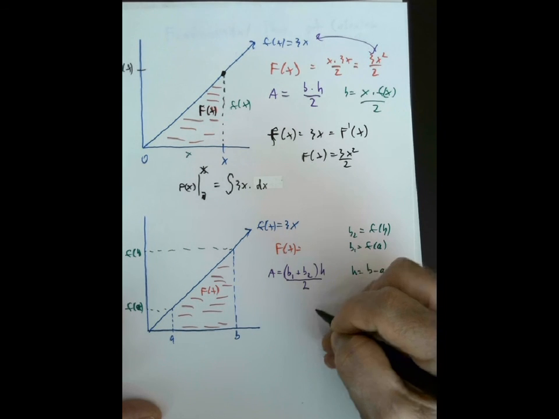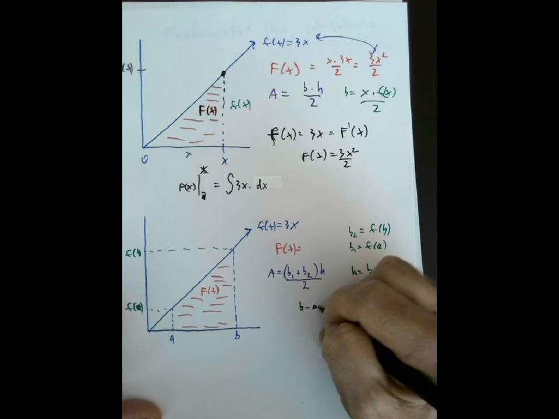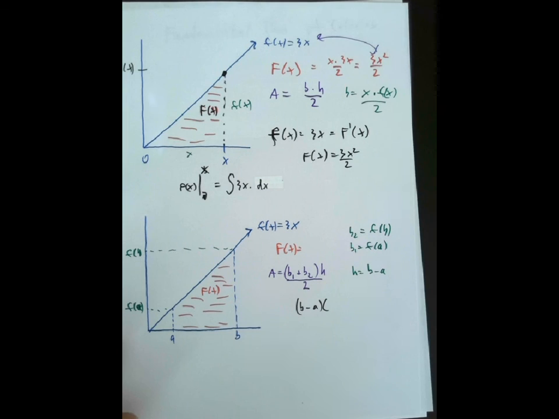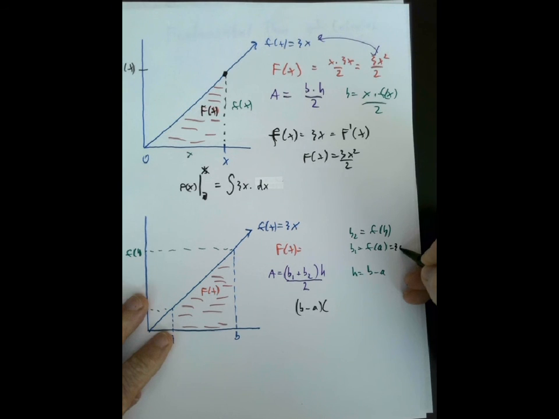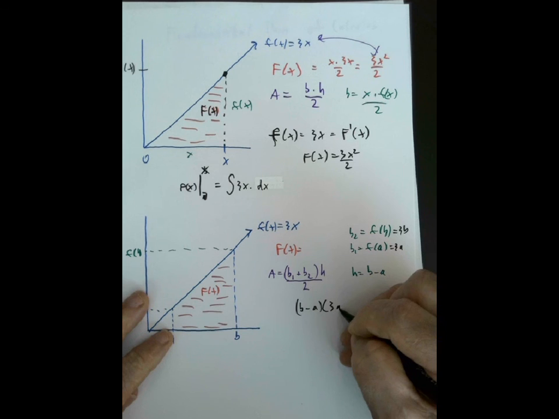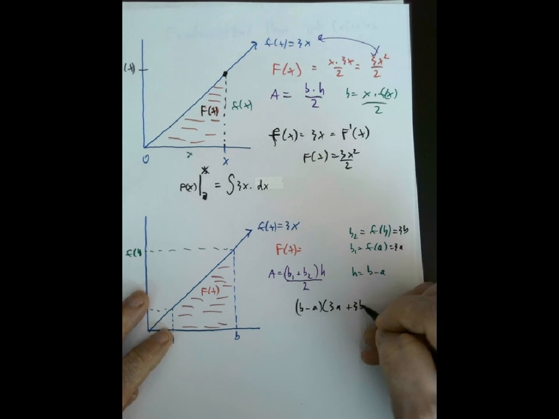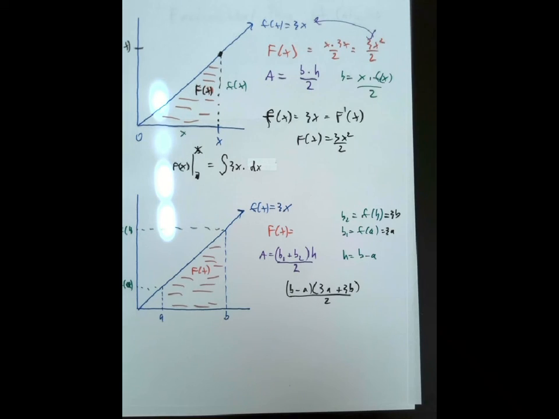Using our formula, the height, remember, is b minus a, so I'm going to put b minus a right there, times f of a, which is actually 3a, and f of b, which is 3b, because that's what the f function is, it's 3x. So this is going to be 3a plus 3b, and then still all divided by 2. Okay, good. Now you're going, oh, Mr. Waters, algebra. That's right. So we're going to do the algebra.